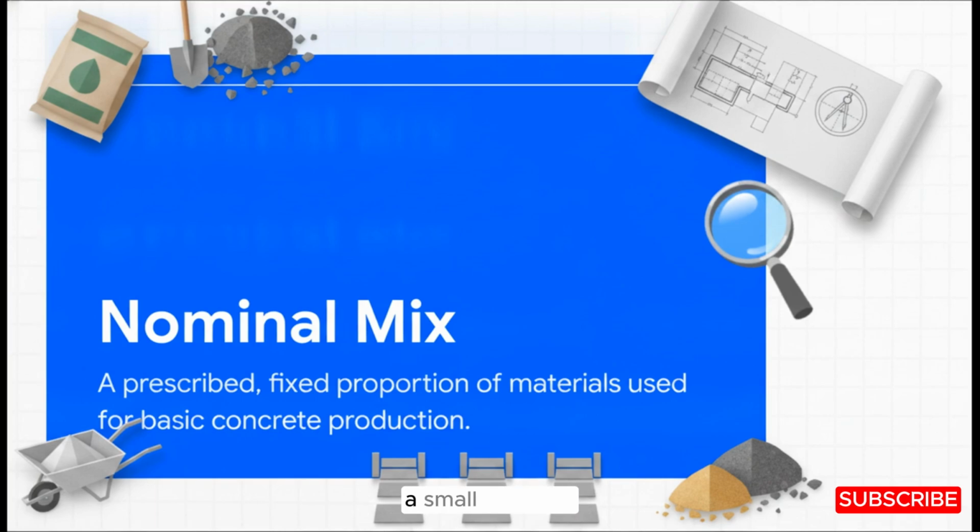Now, if you're pouring a small pathway in your backyard, this prescriptive method might be perfectly fine, but it completely ignores the specific dynamic properties of your actual local ingredients. So what happens when you try to scale this up?